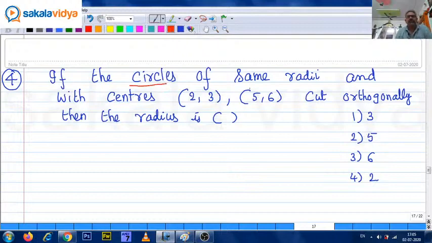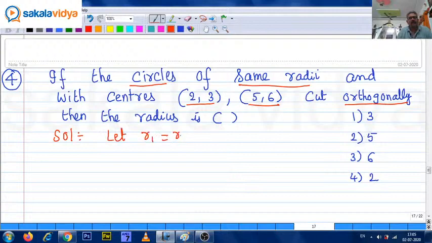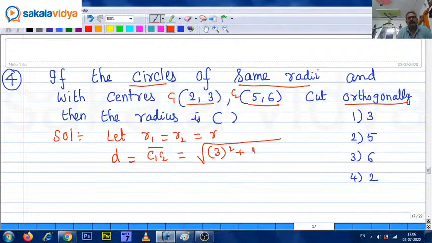If the circles of the same radii with centers 2, 3 and 5, 6 cut orthogonally, the condition is given. Then we need to find the radius of the circle. Let R1 equal R2 equal R. Now D equals, say this is C1, this is C2, the distance between these two points: root of (5 − 2)² + 3². This will be 9 + 9, root 18.